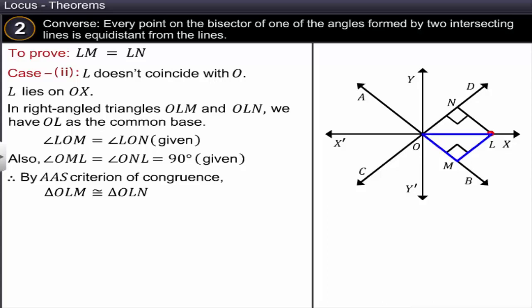As we know that the corresponding parts of congruent triangles are equal, therefore LM is equal to LN. Similarly, we can prove the result when L lies on OX', OY, and OY'. Hence proved.